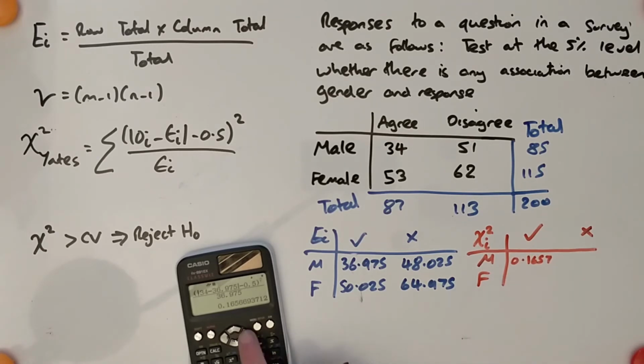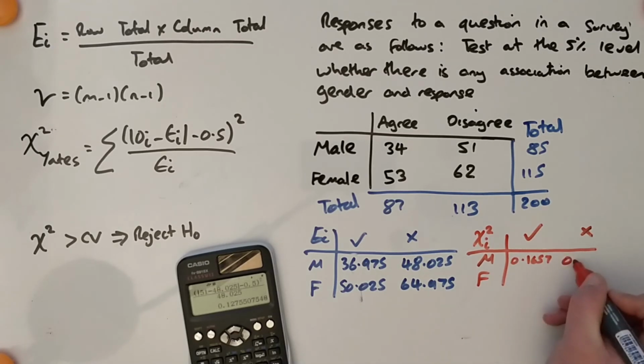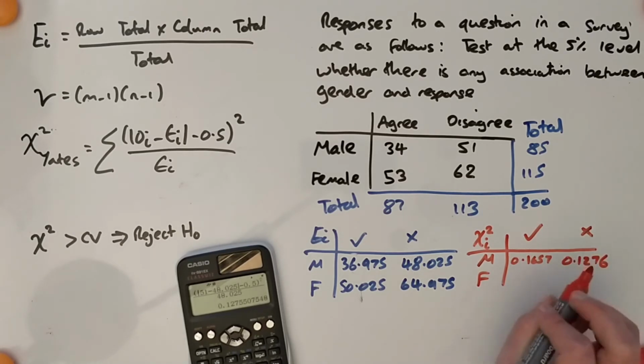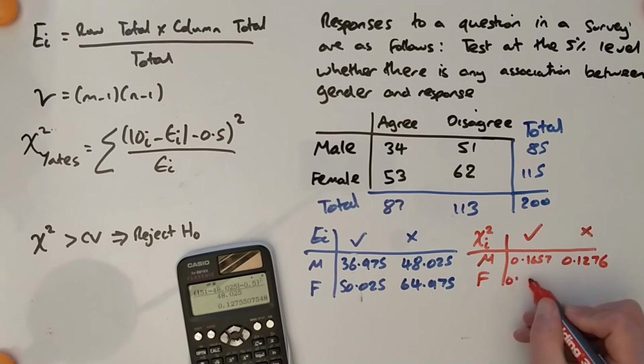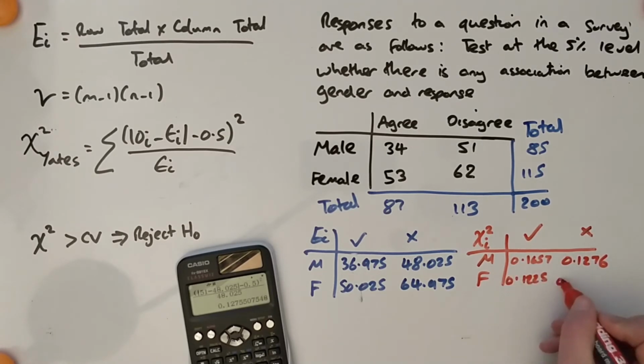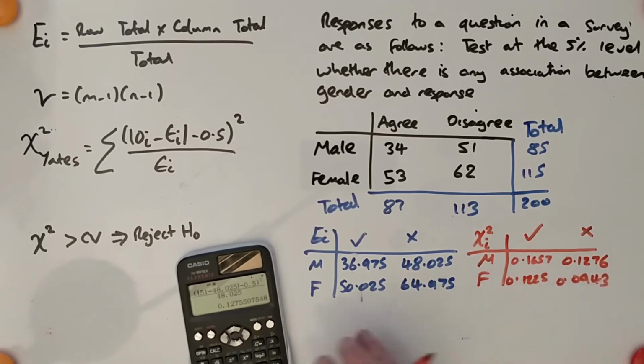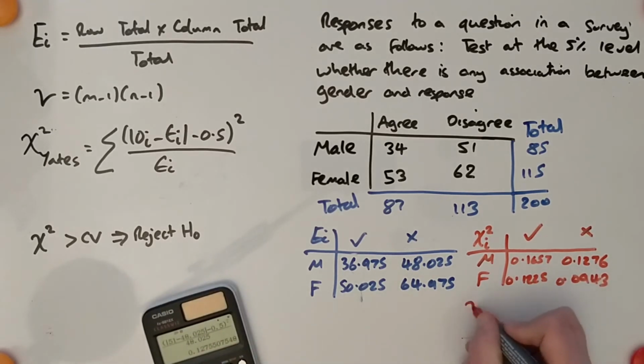Okay, do the same for the next one. So that would be 51 take away 48.025 divided by 48.025. 0.1276. Okay, and then doing the same process, that one will be 0.1225 and this one will be 0.0943. And when we add them up, we get a chi-squared value equal to 0.51.